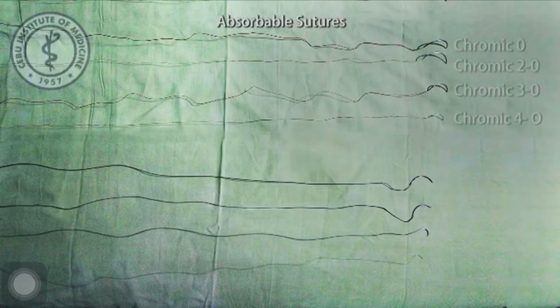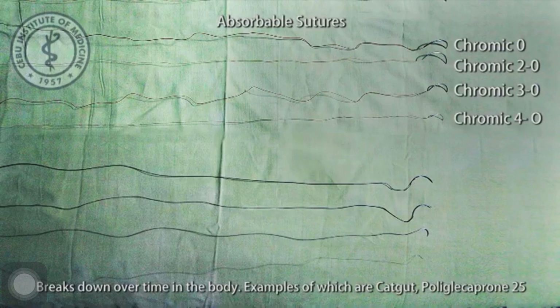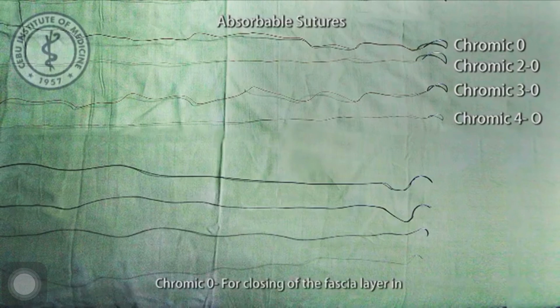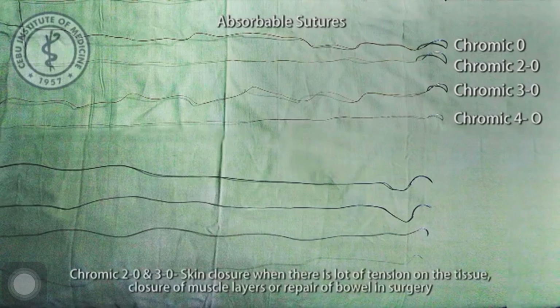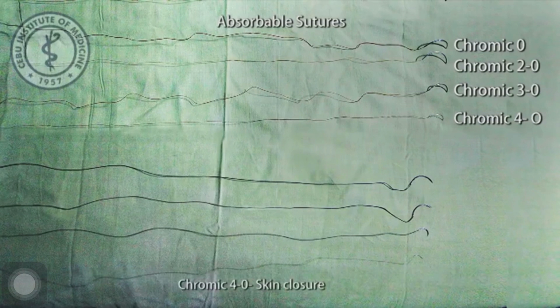Suture. Absorbable sutures break down over time in the body, examples of which are catgut, poliglecaprone 25, chromic 0, for closing of the fascia layer in abdominal surgery; chromic 2-0 and 3-0, for skin closure when there is a lot of tension on the tissue, closure of muscle layers, or repair of bowel in surgery; chromic 4-0, for skin closure.